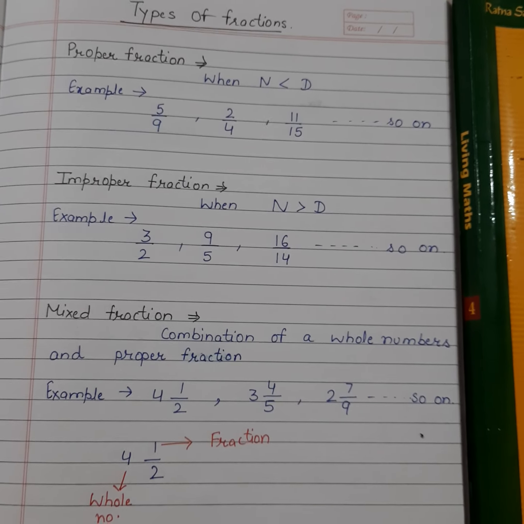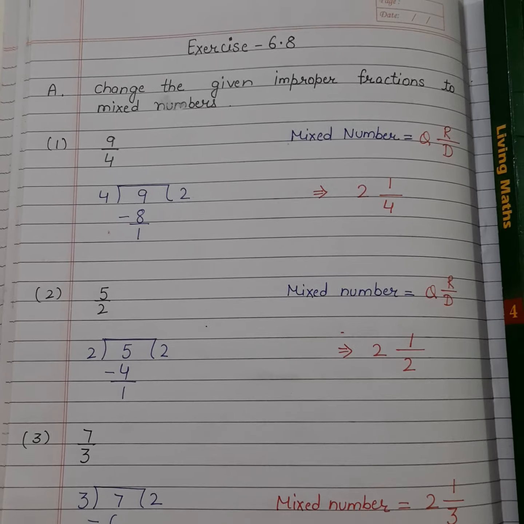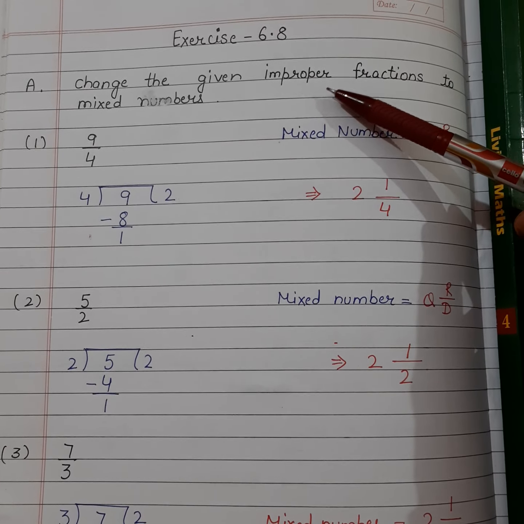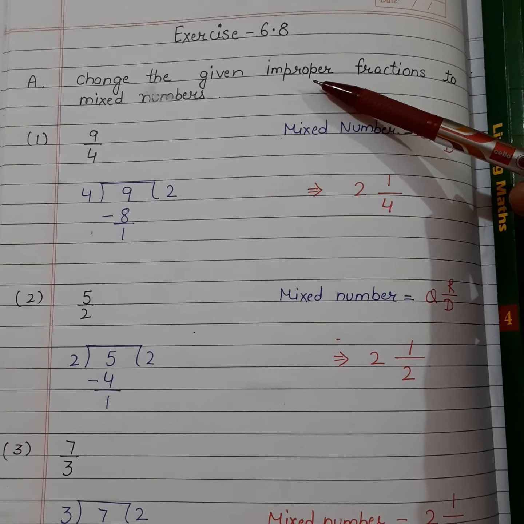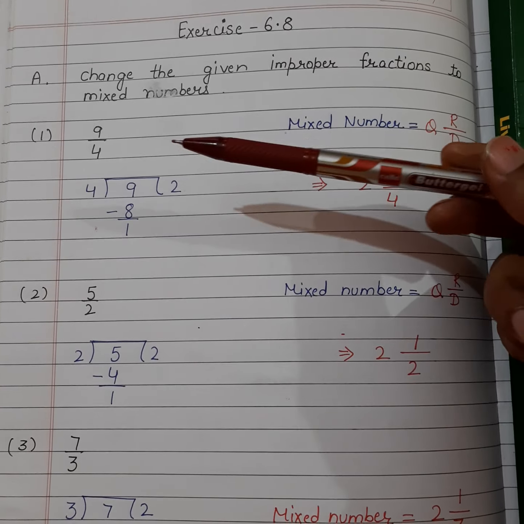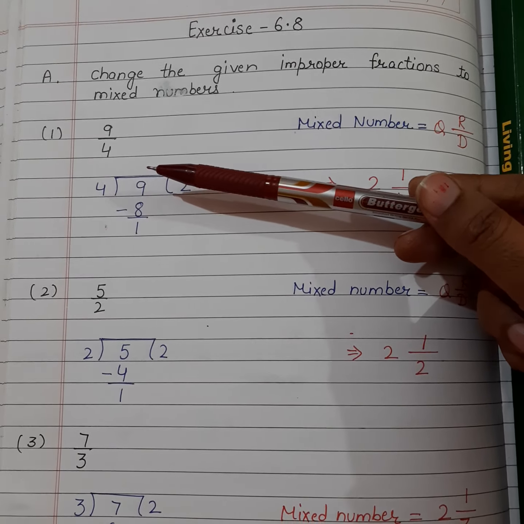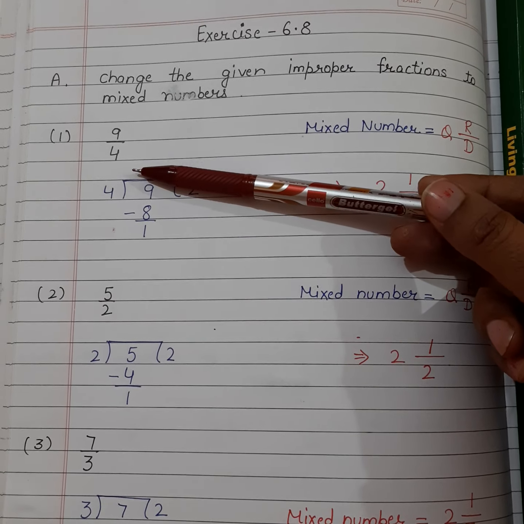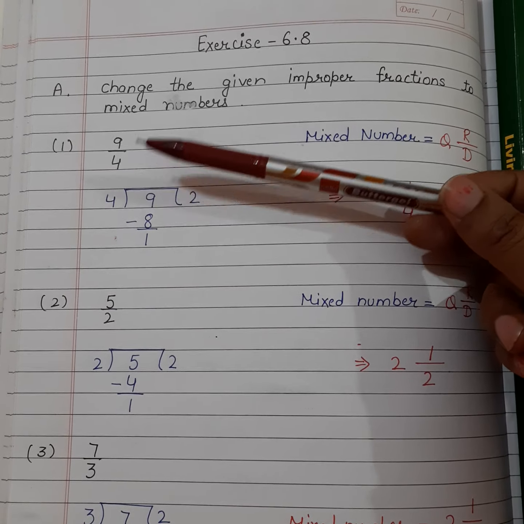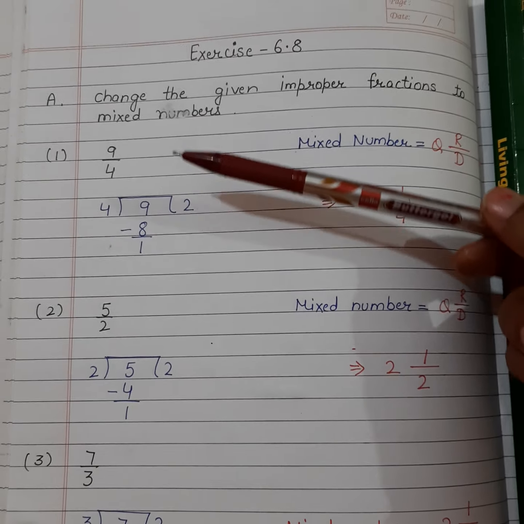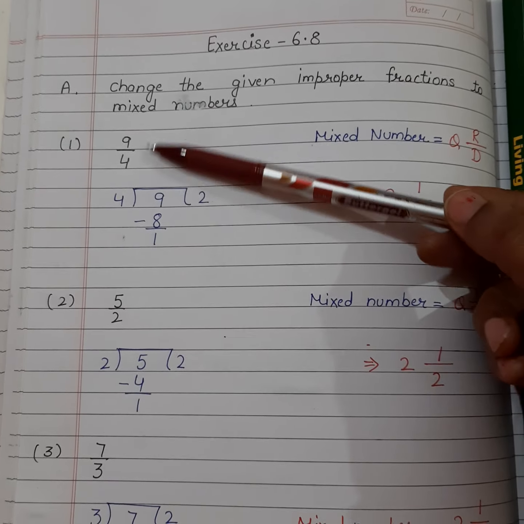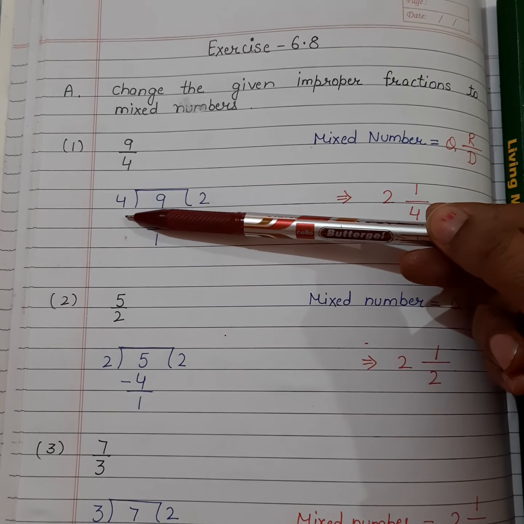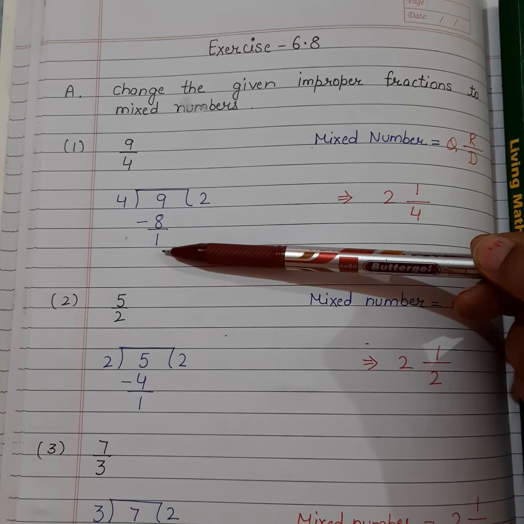Now I will start exercise 6.8. Question number A, change the given improper fractions to mixed numbers. Improper fraction means where the numerator value is greater than the denominator, right? So here you can see 9 upon 4, 9 is greater than 4, the denominator. So this we have to convert into a mixed number. How to convert? You have to divide. The numerator 9 we have to divide by the denominator. So you can see 4 2s are 8, remainder is 1.